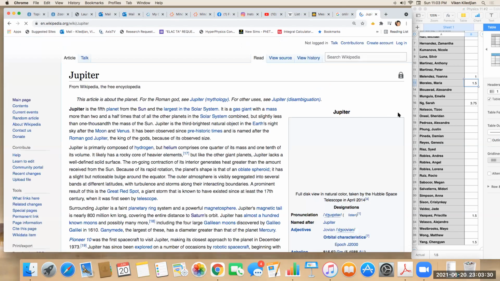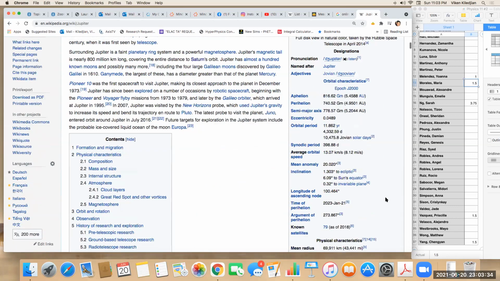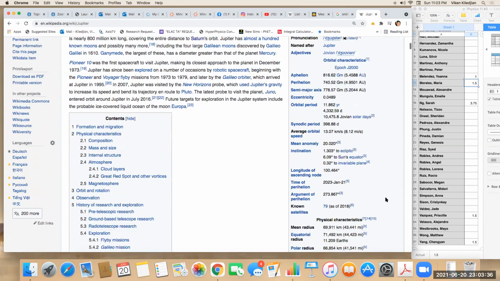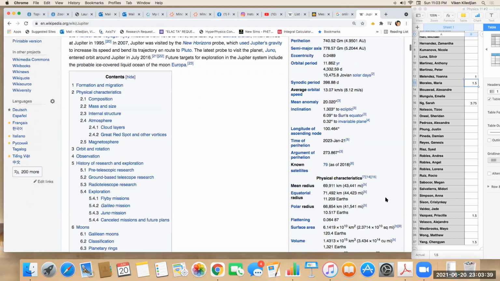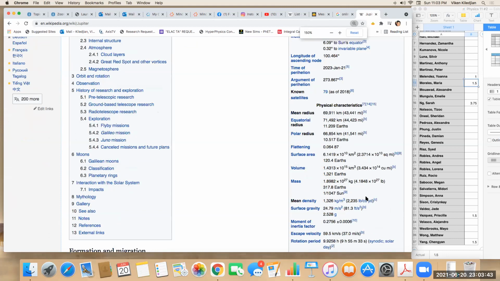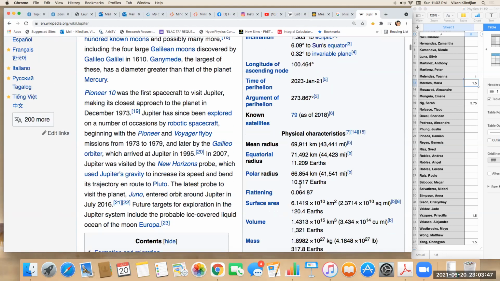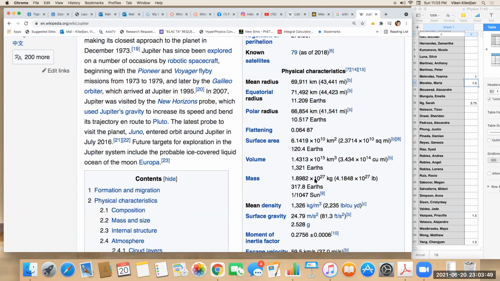Okay, so what would we have to know? We would have to know the mass of Jupiter. Okay, so this is the mass right here. 1.8982 times 10 to the 27th kilogram. So how would we do that? So let me take a picture of that.